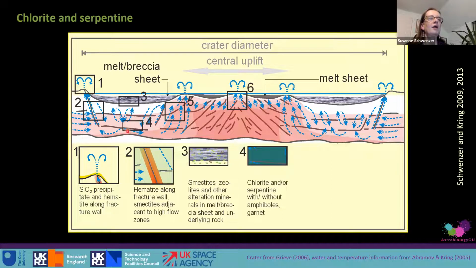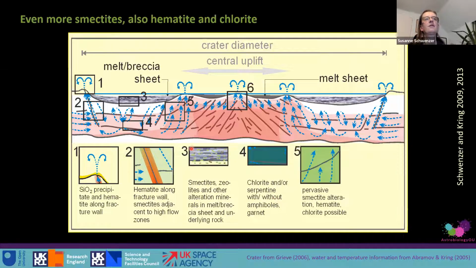Now, if we are looking at the region below the crater where there aren't that many fractures, but you still have water flow from the fluid that's coming back into the crater after the impact, and it's getting heated more and more towards the central part, which I told you is the hottest. So then you get the chlorite and the serpentine with or without amphiboles and garnet, depending on how your water flow is actually looking. So this is a very, very complex scenario, and it's only getting more complex because the more you get to the central part, the more you will get the higher temperature end of the mineralogy.